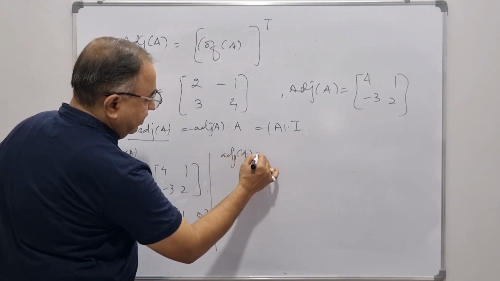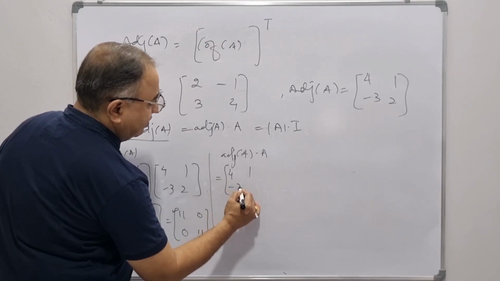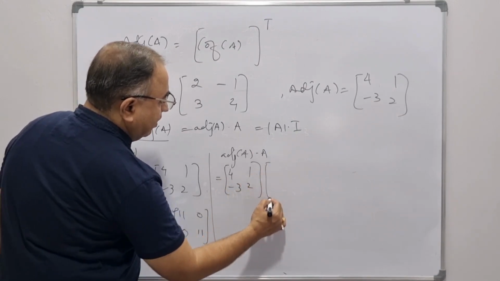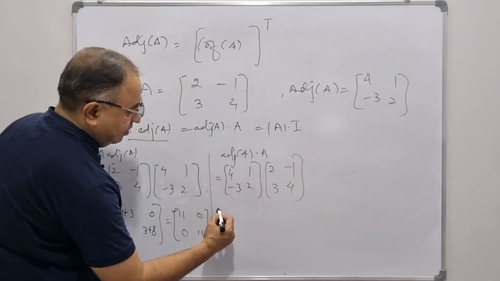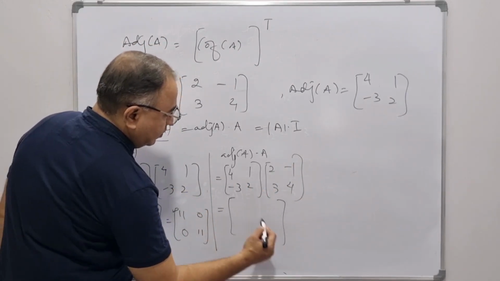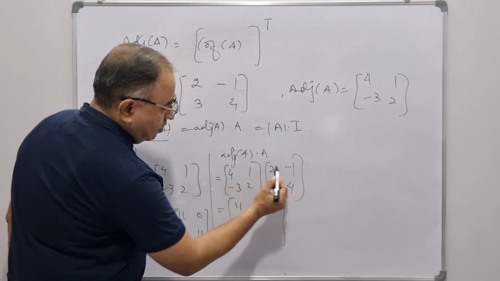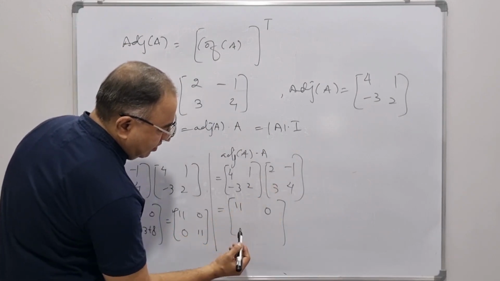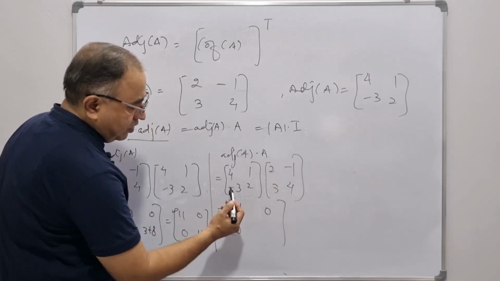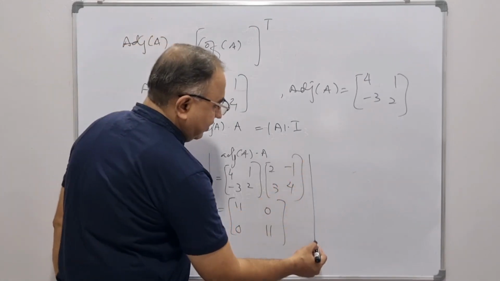Adjoint of matrix A multiplied by A. Adjoint A means 4, 1, minus 3, 2, multiplied by A means 2, minus 1, 3, 4. So let's multiply. First row, first column: 4 2s are 8 plus 3, 11. Minus 4 plus 4, 0. Minus 6 plus 6, 0. 3 plus 8 is 11. Same.